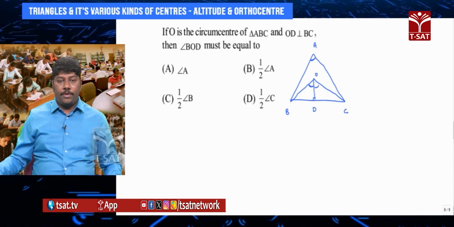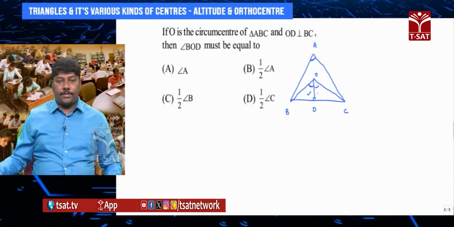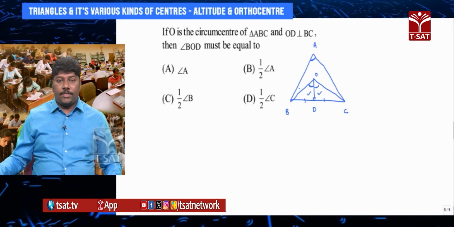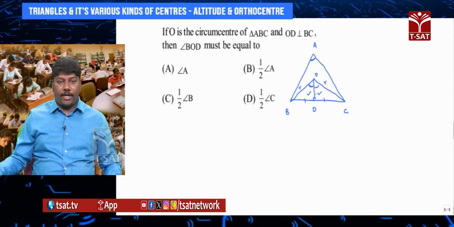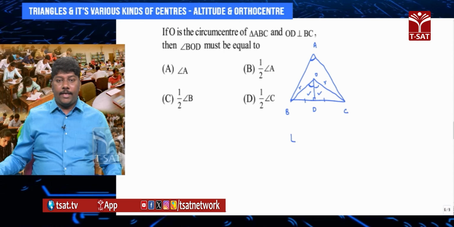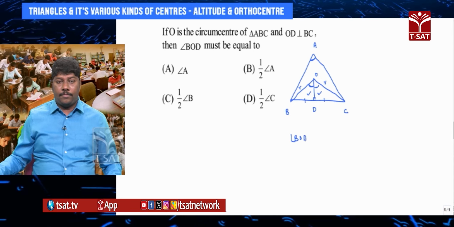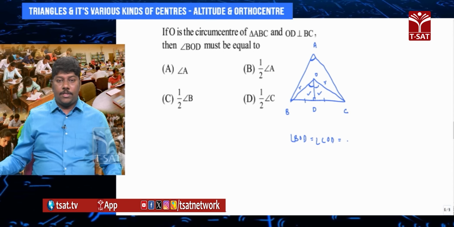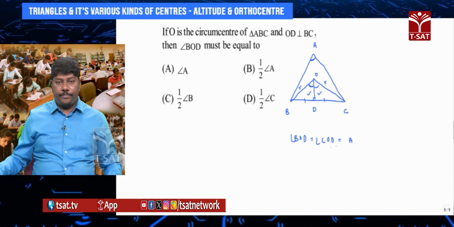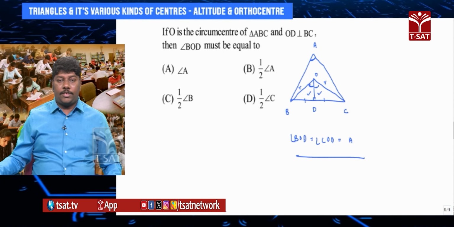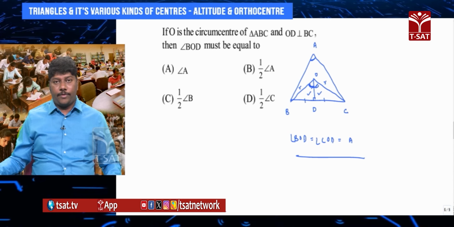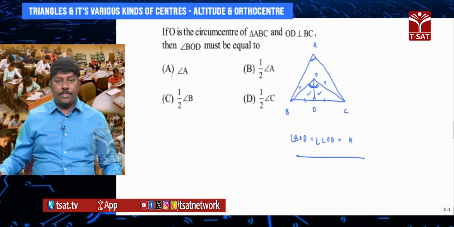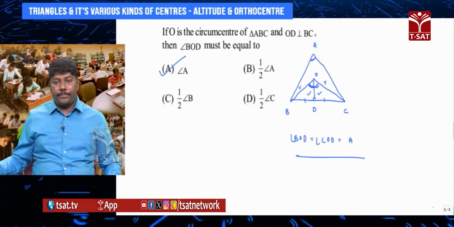If you observe, these two triangles are actually congruent because it is a perpendicular bisector. This is radius, this is radius, this is a common side only. Therefore, angle BOD is equal to angle COD, is equal to A, because both sum is equal to 2 times A. Therefore, BOD is equal to A, which is equal to angle A there.